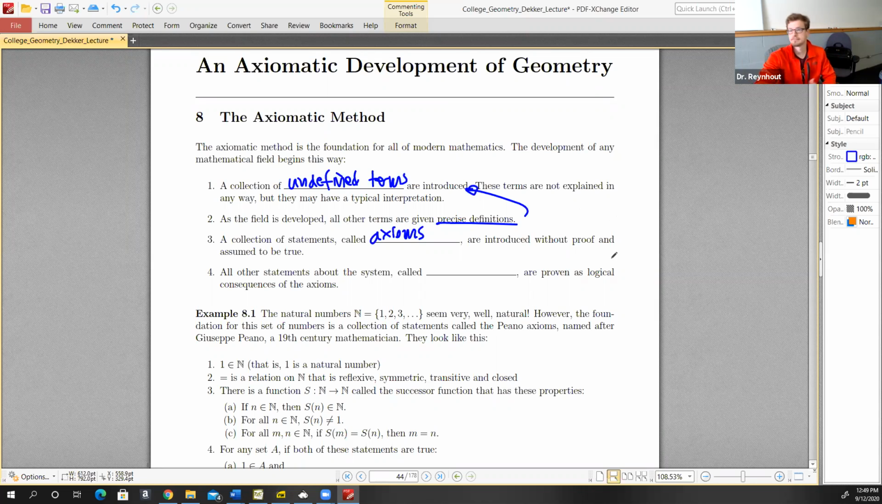So that's interesting. And then all other statements about the system beyond the axioms are called, sorry, not proofs, they're theorems, which we prove as consequences of the axioms or as results of other theorems, which are consequences of the axioms. So we see this development in each area of mathematics.